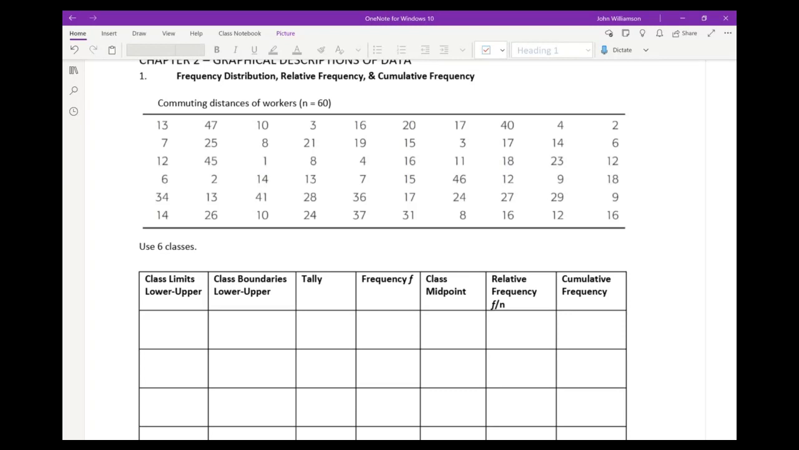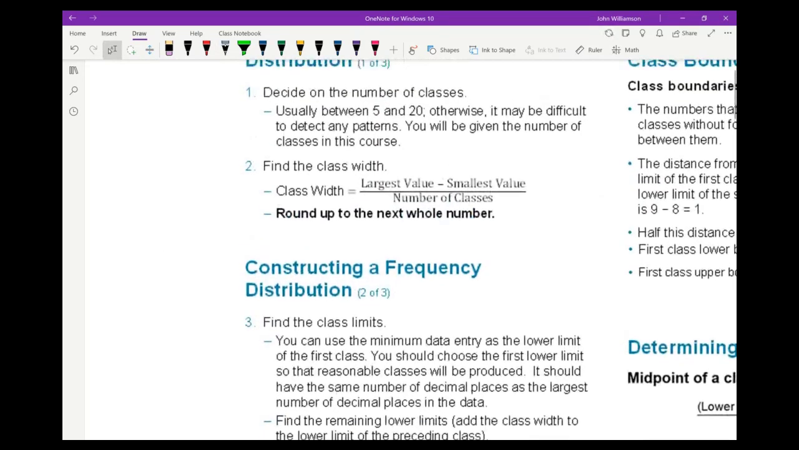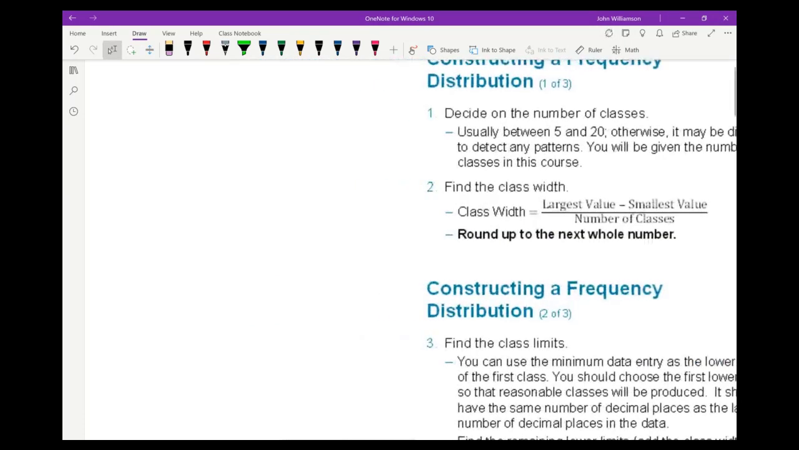So notice I said use 6 classes here. The first thing we have to figure out is how wide each of those classes is, so we need our class width. Your class width is always going to be the largest data value minus the smallest, divided by the number of classes, right?